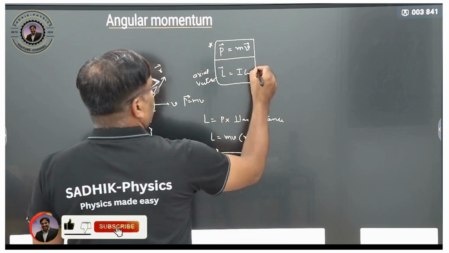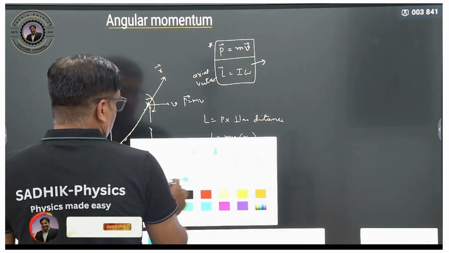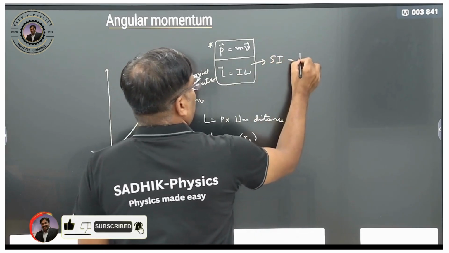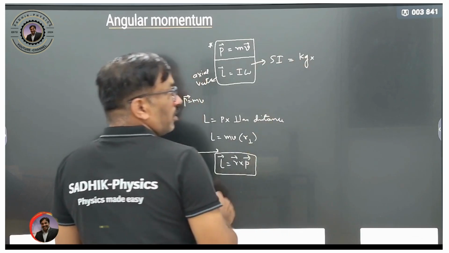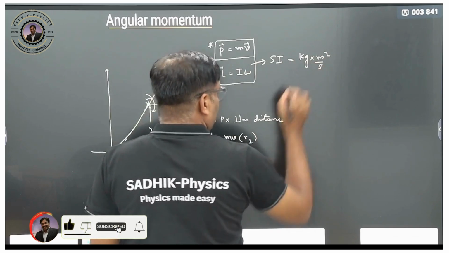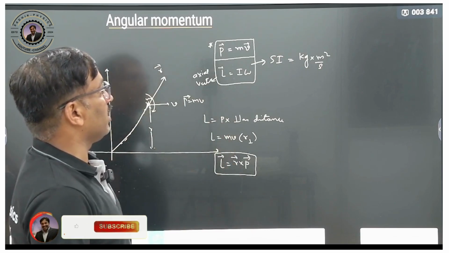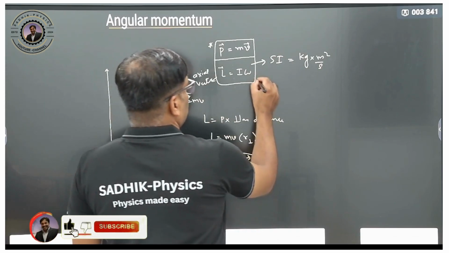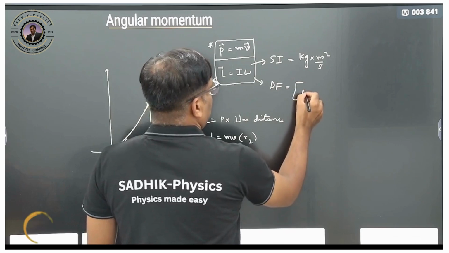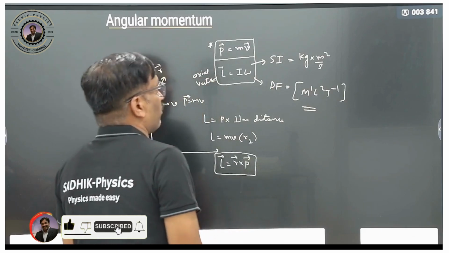What is the unit? Moment of inertia has SI unit kg meter square, into radians per second, that is per second. Therefore the SI unit of angular momentum is kg meter square per second. What will be the dimensional formula here? Kg is M1, so it will be M1 L2 T minus 1. This will be your dimensional formula.